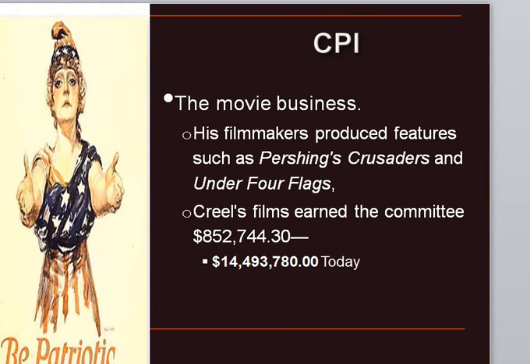Creel also got into the movie business. His filmmaking produced such films as Pershing's Crusaders and Under Four Flags. These remain known as classics for their time. Creel's films earned the committee roughly $852,000, which would be about 15 million bucks today. So not too many government programs actually churn a profit.